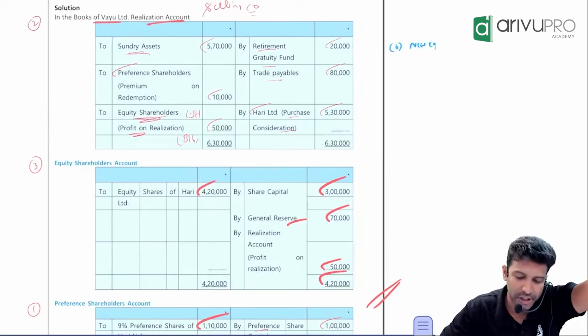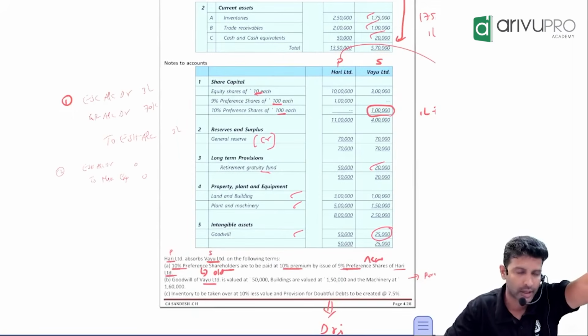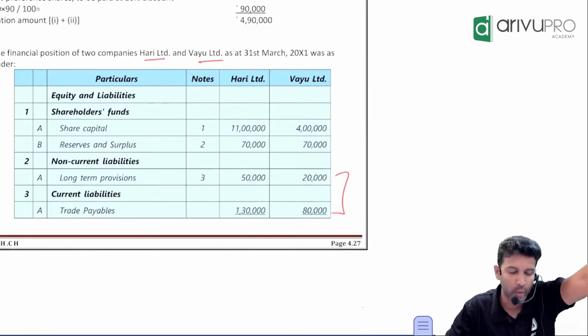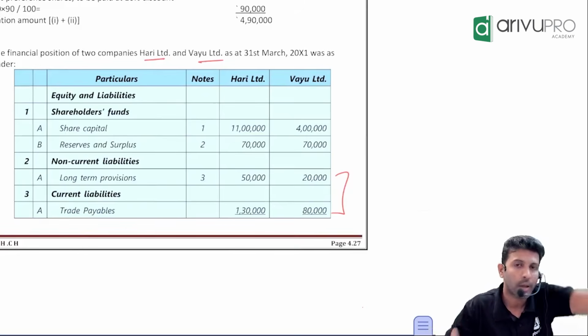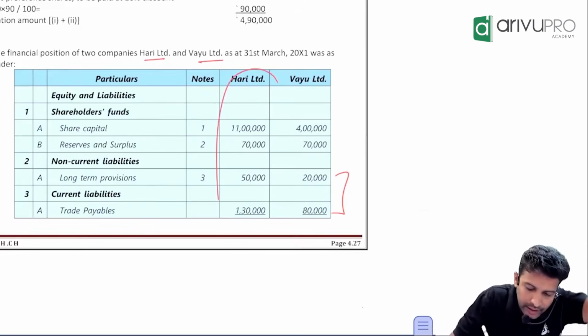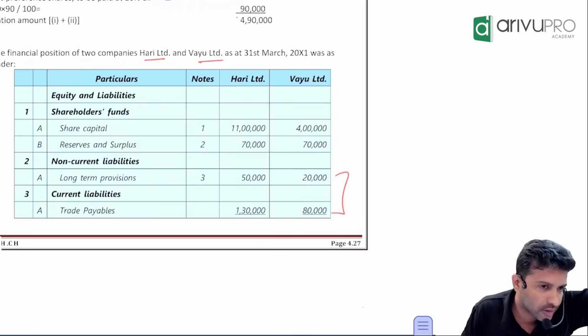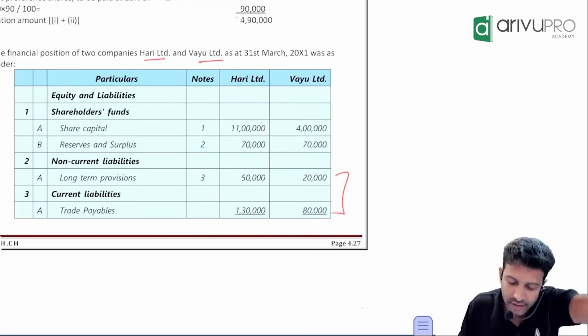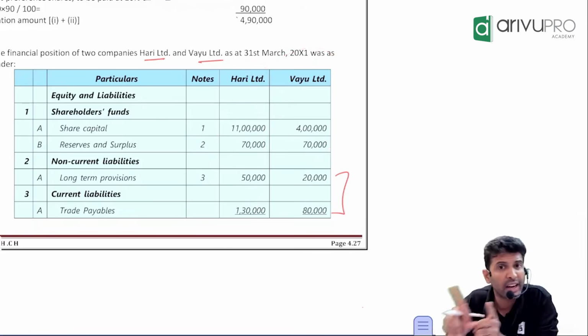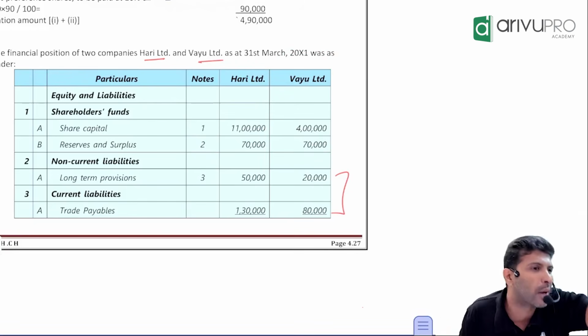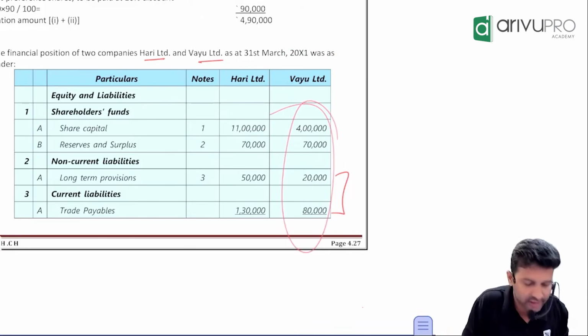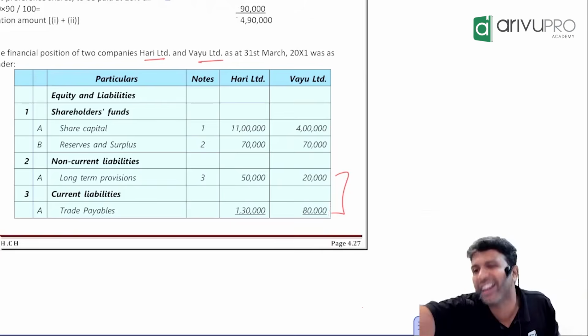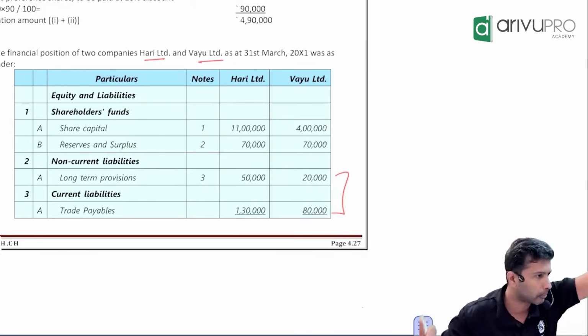And if they ask balance sheet, okay, one second, hang on. If they ask balance sheet, how will you do it? This alone, just balance sheet, what do you do? Take Hari Limited's balance sheet value as it is. Purchasing company's balance sheet value, you take it as it is. Vayu Limited you will take over at book value or agreed value. All the assets and liabilities you will have to add at agreed value. That way if you do, balance sheet will match. That's a simple funda of balance sheet.